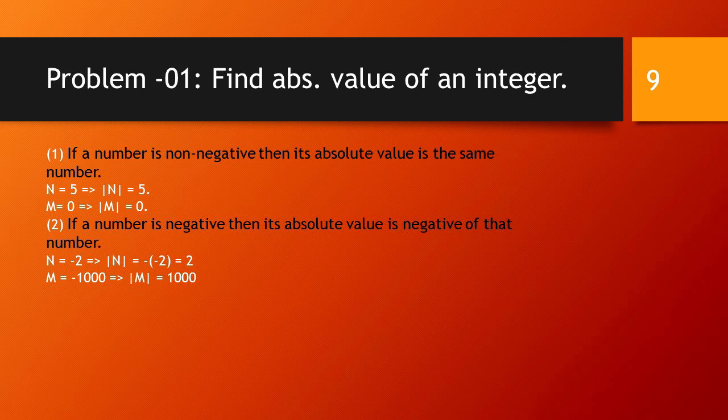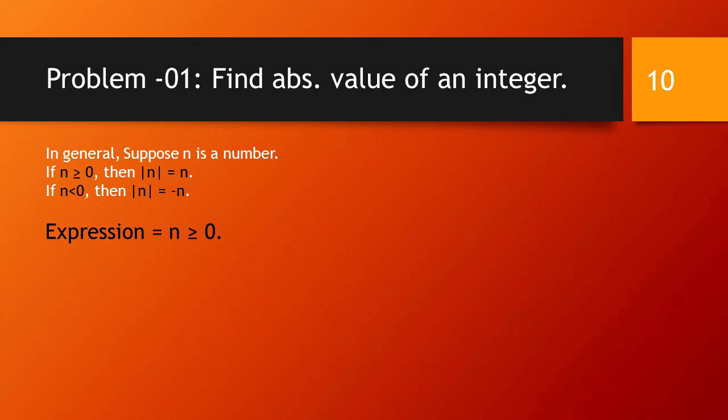The problem is to find the absolute value of an integer. Here we'll use the fact that the absolute value of a non-negative number is itself and the absolute value of a negative number is the negative of that number. Can you think what will be the expression in the if statement? If the number is n, then the expression will be n greater than or equal to 0.